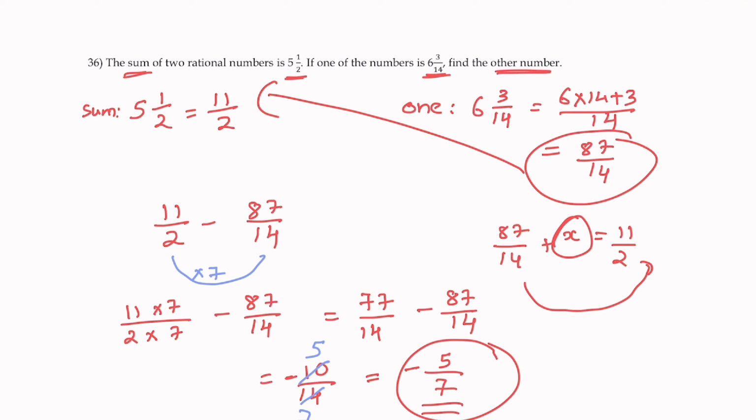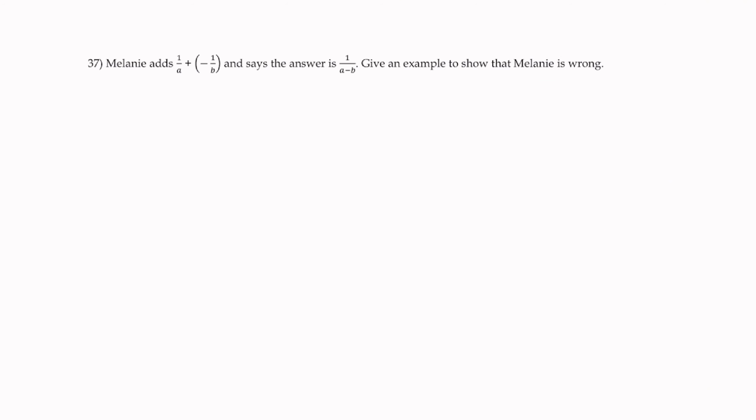Ready for the next one? Melanie adds 1 by A plus minus 1 by B. She's adding these two numbers and says that the answer is this. Give an example to show that Melanie is wrong.